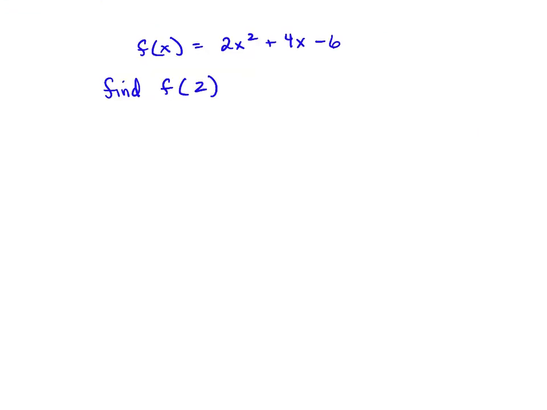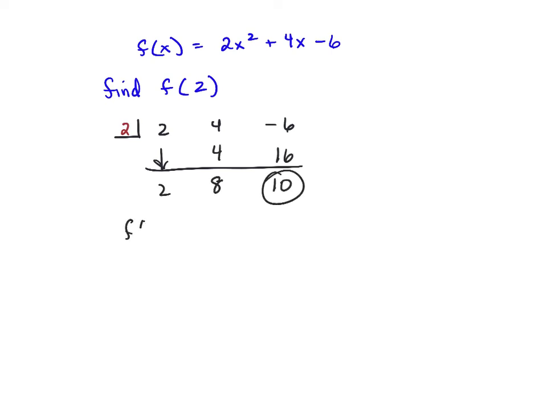And our last example, this is our remainder theorem. We have this function, and a lot of you go, oh, I'll find the f of 2, and you use substitution, but you don't want to do that. We found out in this chapter that we could figure this out very quickly with synthetic division. 2, 4, negative 6. Bring down the 2, multiply, that's 4, 8, that's 16, that's 10. The f of 2 is 10, the remainder.